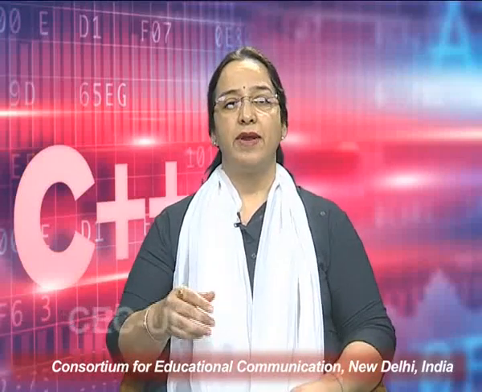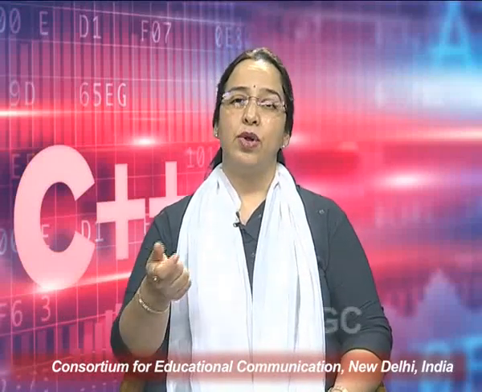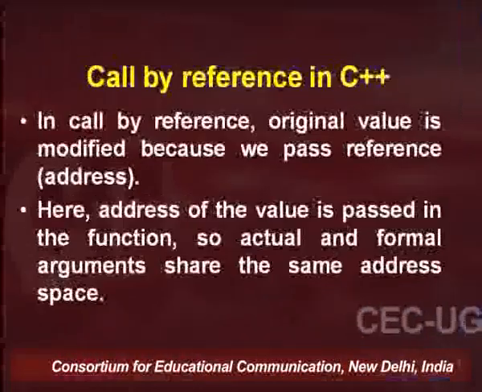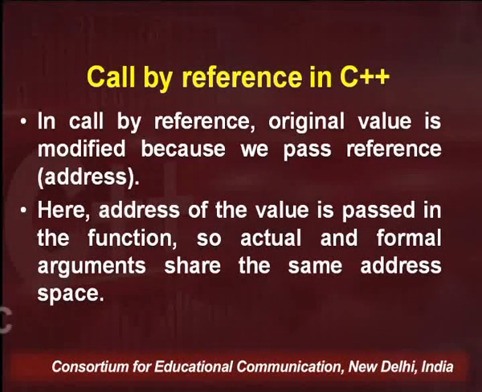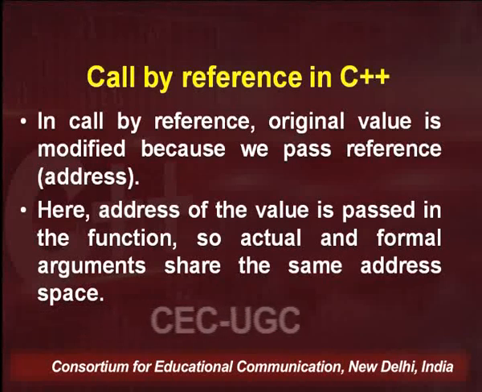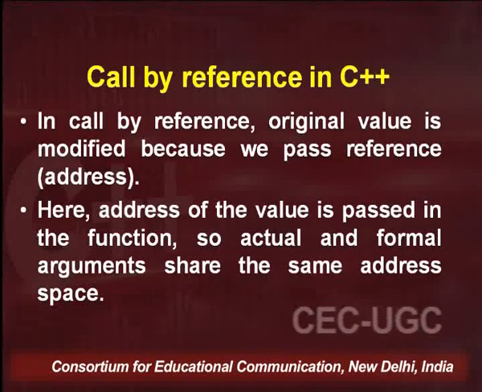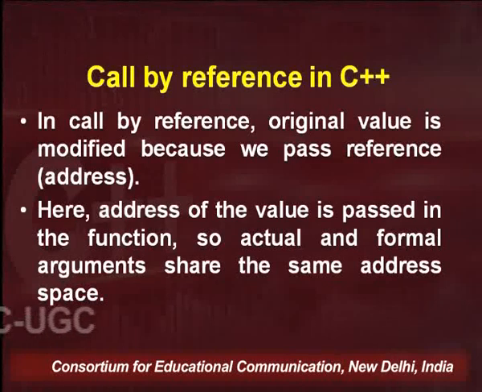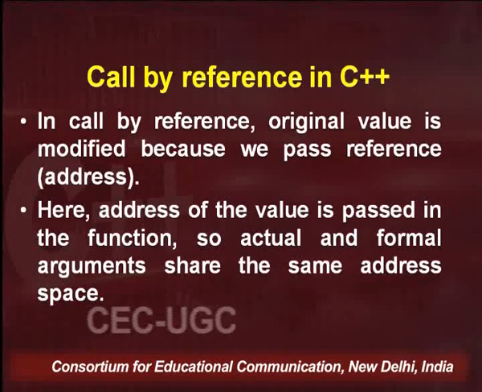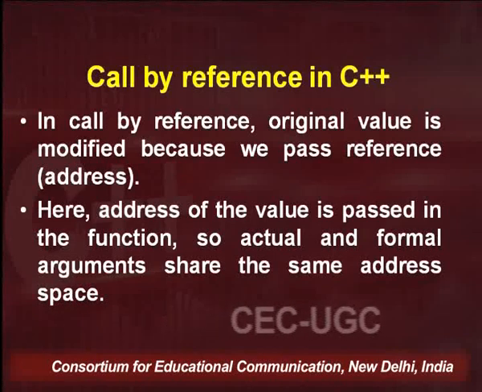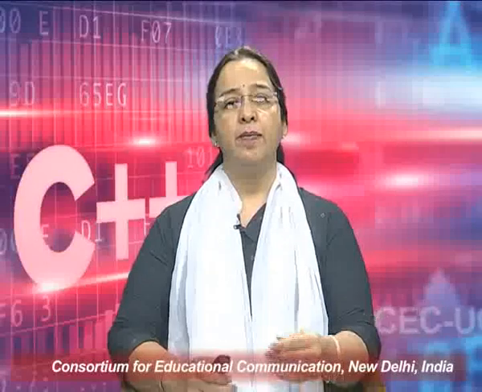Coming to call by reference, in call by reference the original value of your actual parameter will be modified. Why is it being modified? Because we are not creating any other copy variable. Instead we are passing references, instead we are passing the address. So basically, the address of the value is passed in the function.